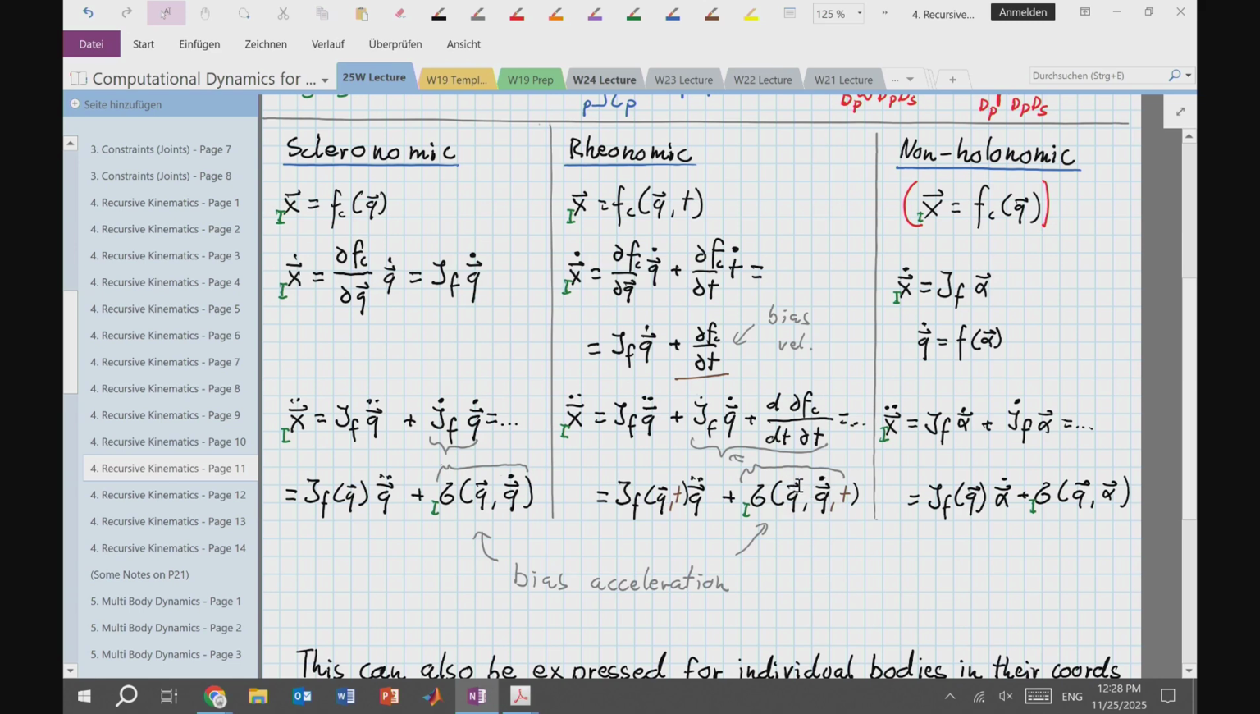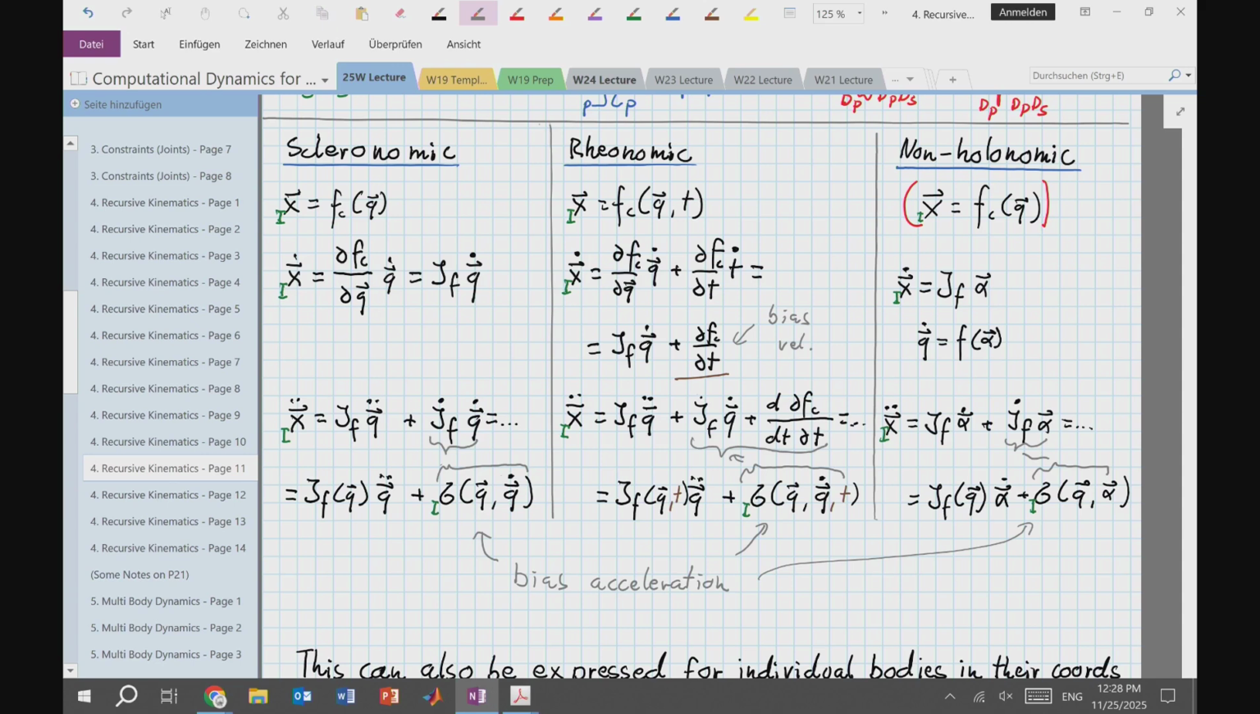I still get, in the end, something that I will call a bias acceleration, with the idea that if q double dot is 0, I still get some acceleration. And of course, the same for non-holonomic constraints, where these bias accelerations will have a different form.